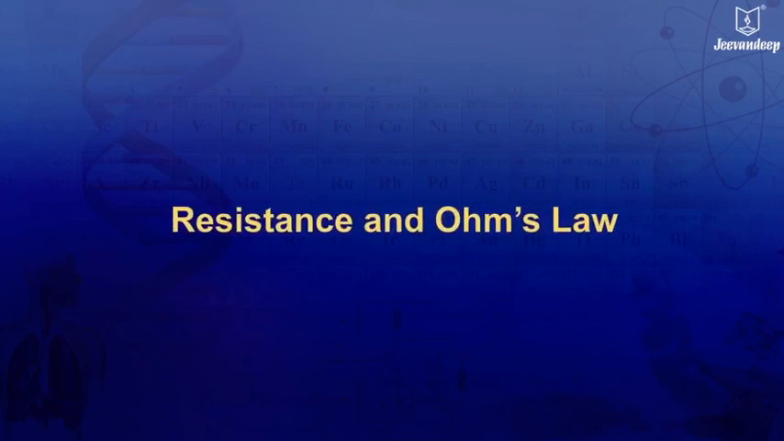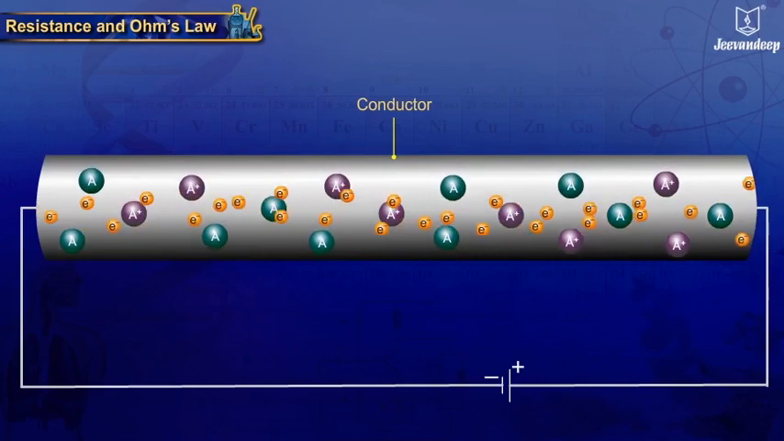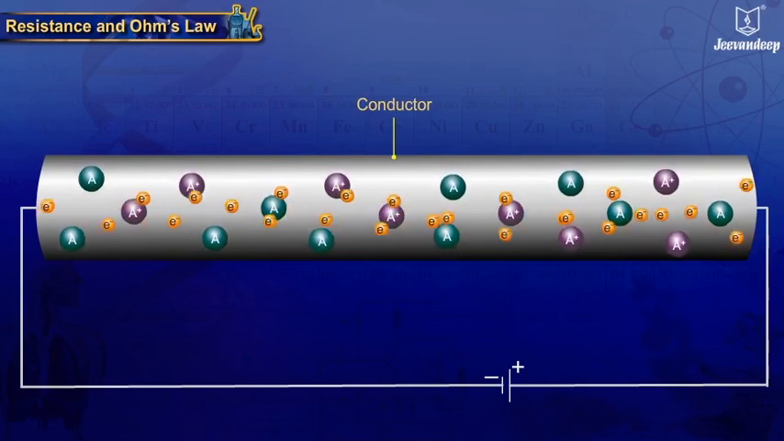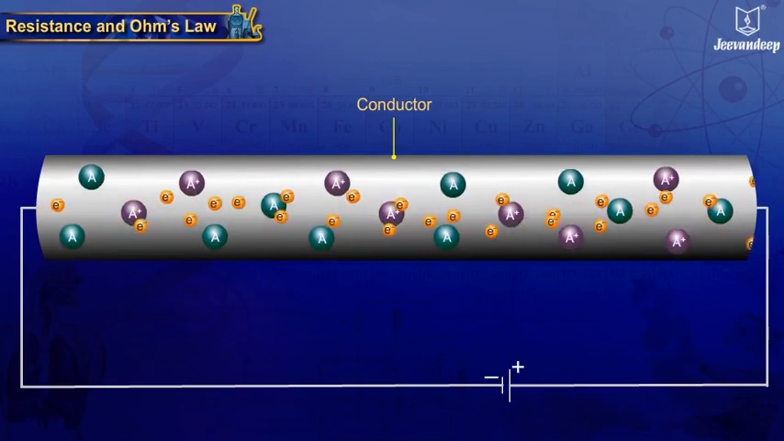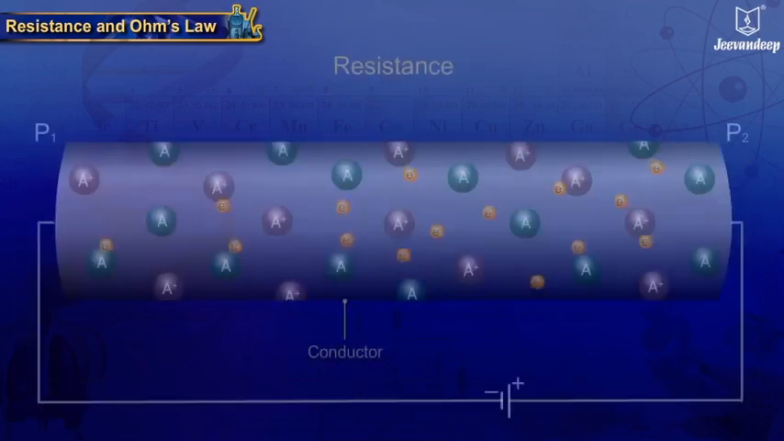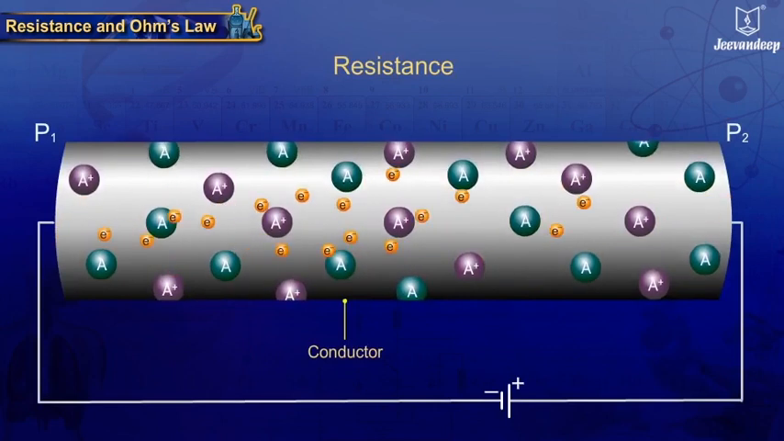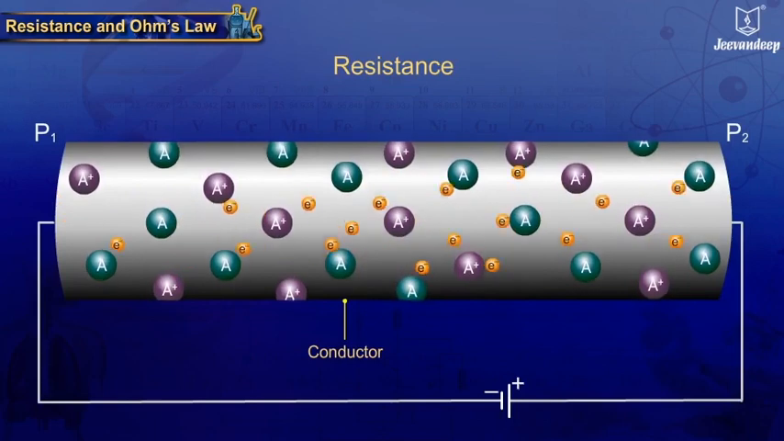Resistance and Ohm's law. When electrons flow from one part of a conductor to the other, they collide with other electrons and atoms and ions present in the conductor. Due to these collisions, there is some obstruction or opposition to the flow of electrons through the conductor. This property of the conductor, due to which it opposes the flow of current, is called resistance.